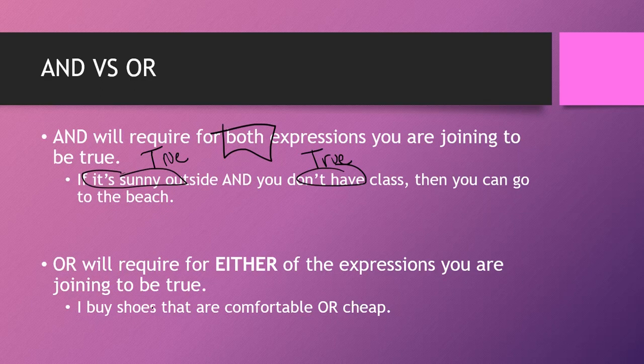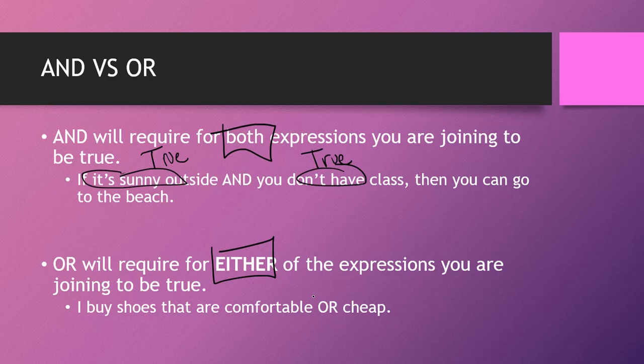Now, let's say the shoes are comfortable and cheap. I will still buy them. The only time I will not buy these shoes is if they are not comfortable and they are not cheap. So when you're looking at an or, remember you're looking for either of them to be true. Theoretically, one of these could be false and I still get a true statement out of that or.